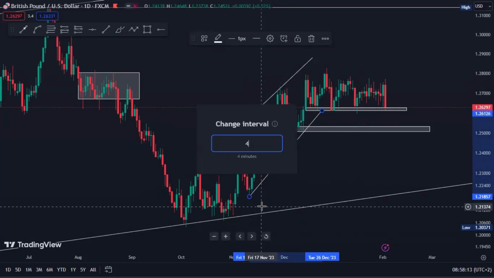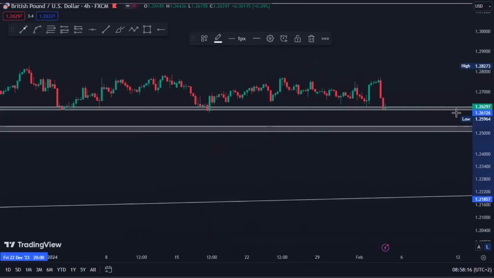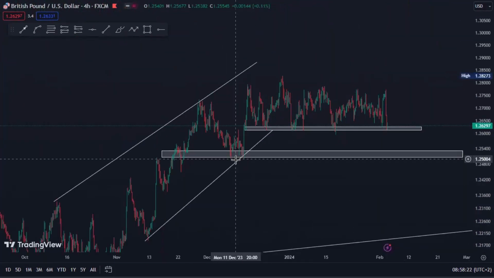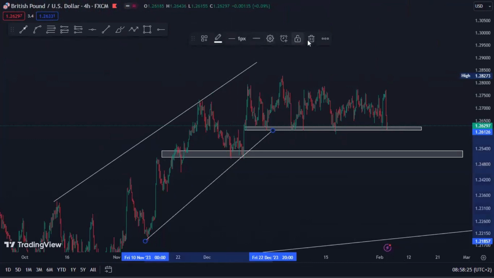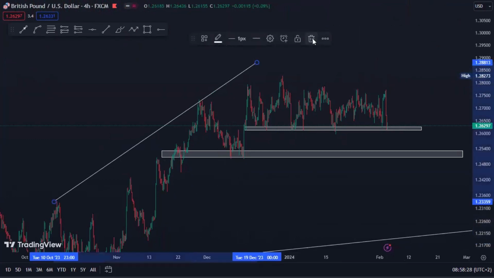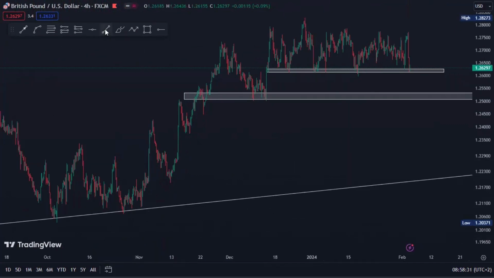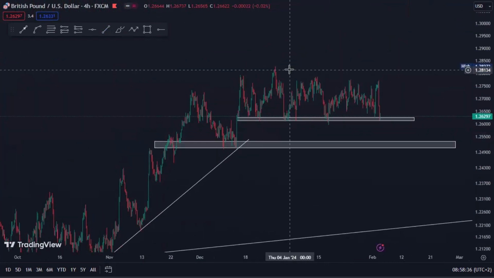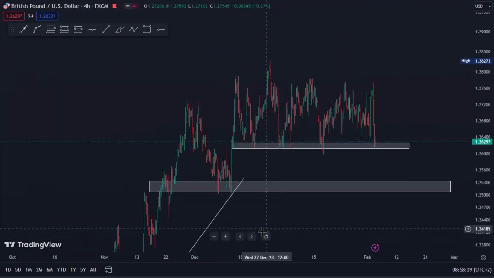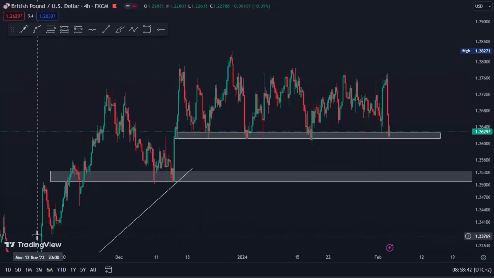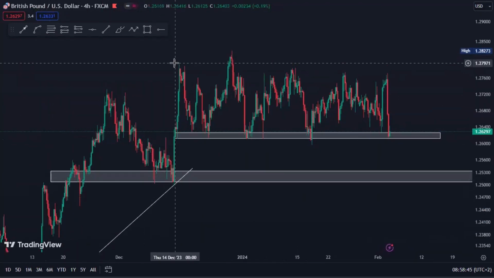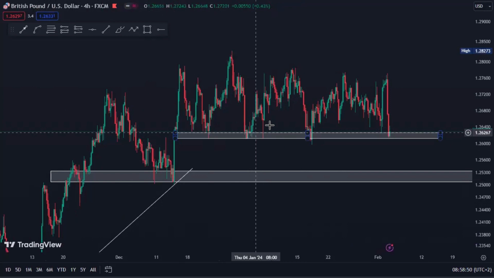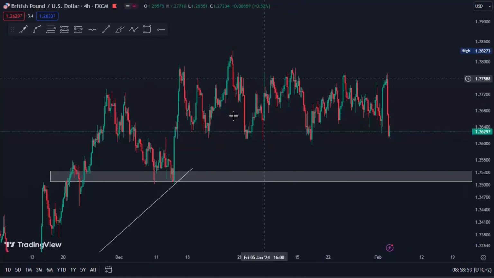Let's go to H4 and see something. H4. Let's remove this. Okay, now let's just put it back here. Just here. Yeah. So we have this, which is an impulse, correction, impulse, then sideways market. Just sideways, creating in the sideways market. Right. So I want to show you something. Let's remove this. Right. Let's use a trend line.